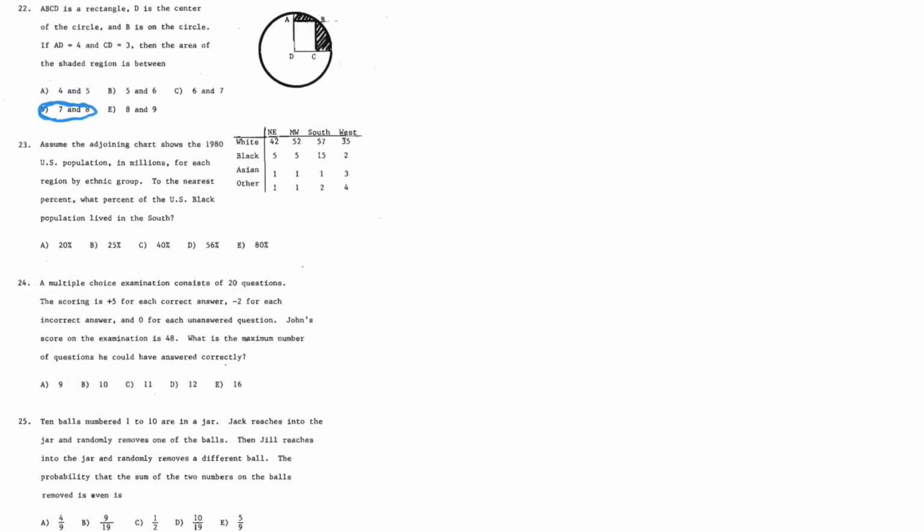Number 23. Assume the adjoining chart shows the 1980 U.S. population in millions for each region by ethnic group. To the nearest percent, what percent of the U.S. black population live in the South? Live in the South, that's 15. So the expected is 15.